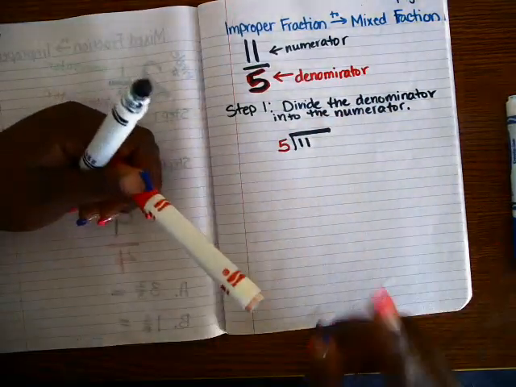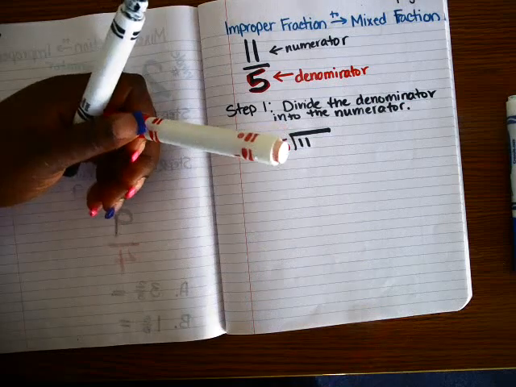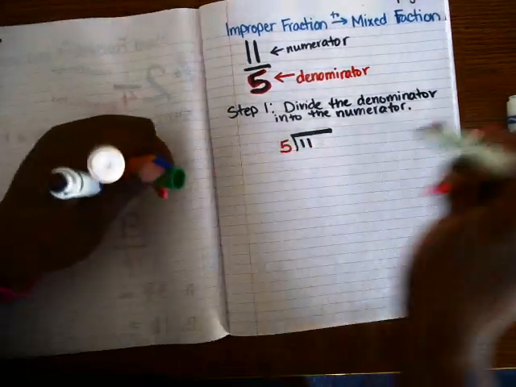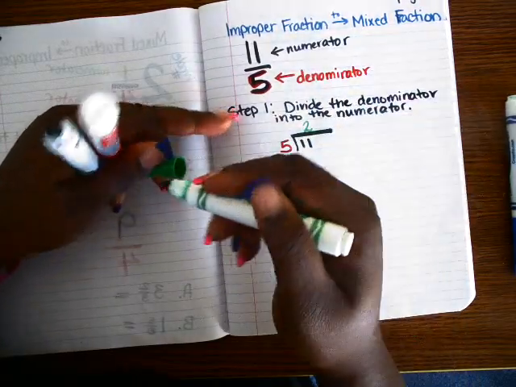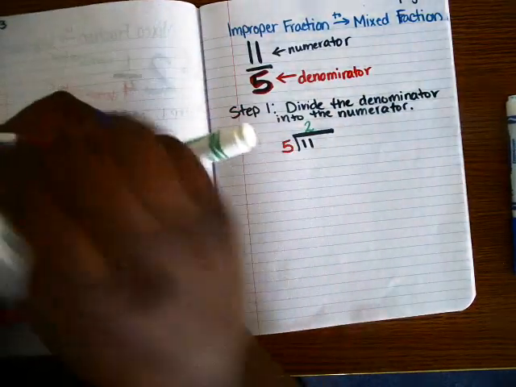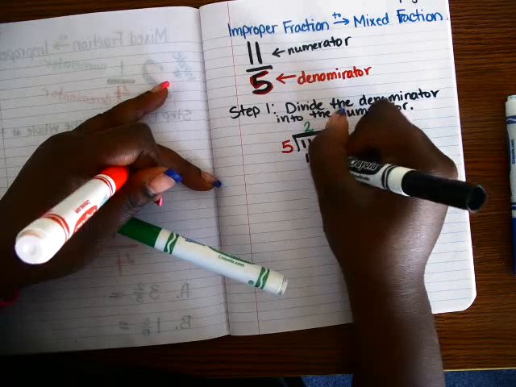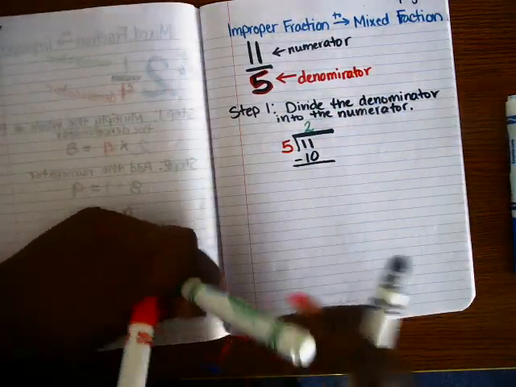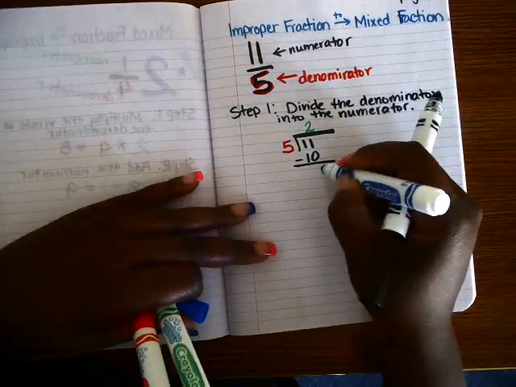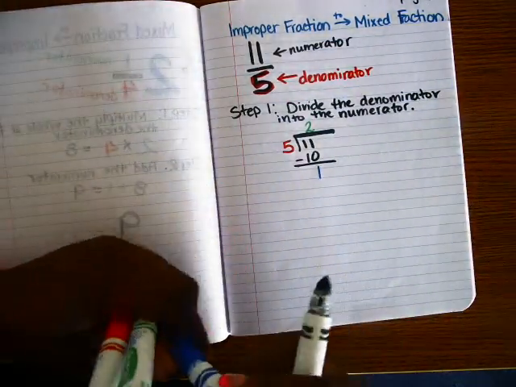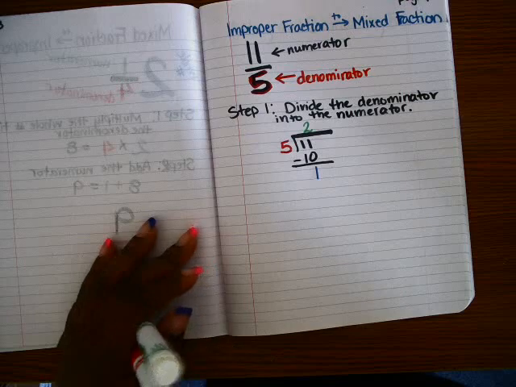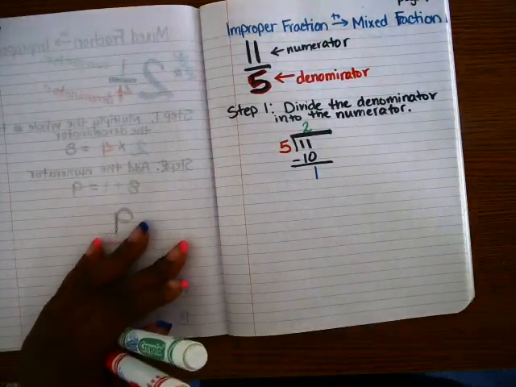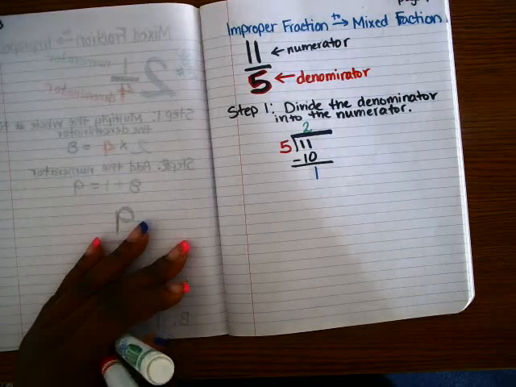So I want to see how many times 5 goes into 11. Well, 5 goes into 11 2 times, and 5 times 2 is 10, and I'm going to subtract. That's my next step, and when I subtract I get 1. Now the great thing about this is you don't need to keep continuing because we always teach y'all that we don't want a remainder. Well, when we do improper fractions to mixed numbers, we do want a remainder.